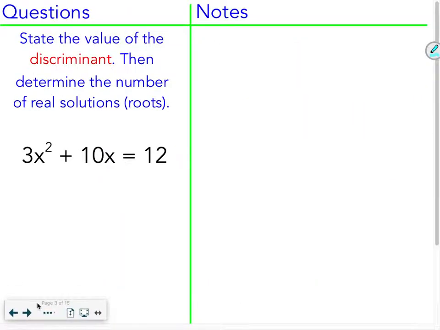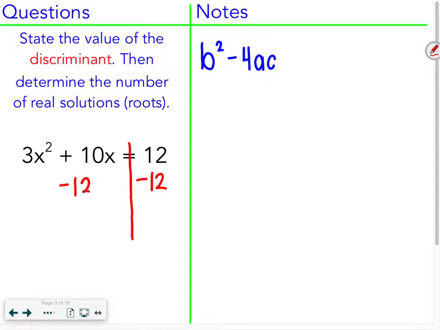All right, state the value of the discriminant, then determine the number of real solutions or roots. Okay, so we are going to use this formula b squared minus 4ac. If you look over here, we've got our a value of 3, our b value of 10, and our c value is on the wrong side. We need it to be equal to 0, so I'm going to subtract 12 on both sides. And then I can label. So a is 3, b is 10, c is negative 12.